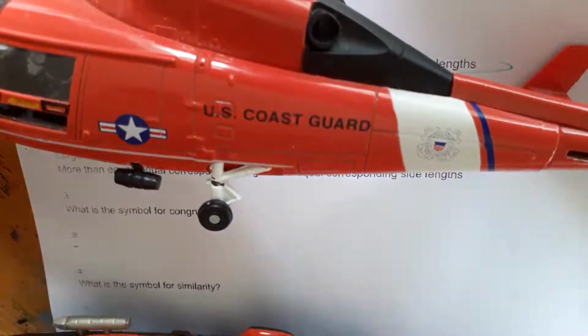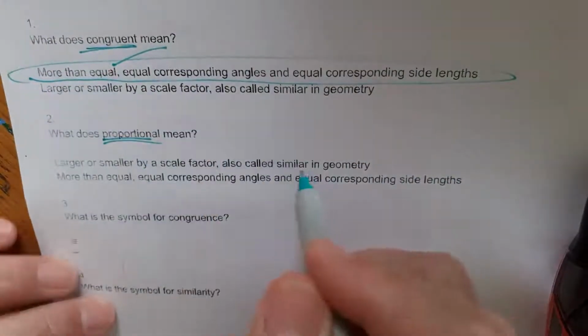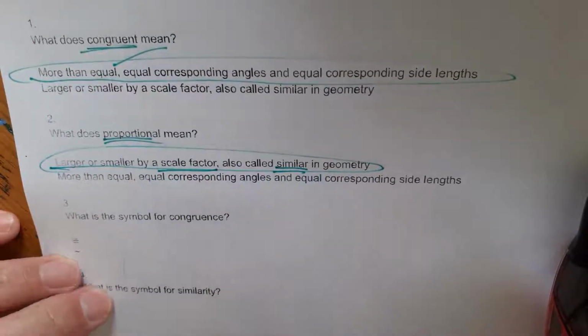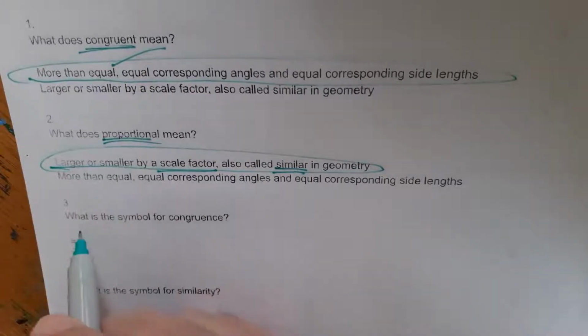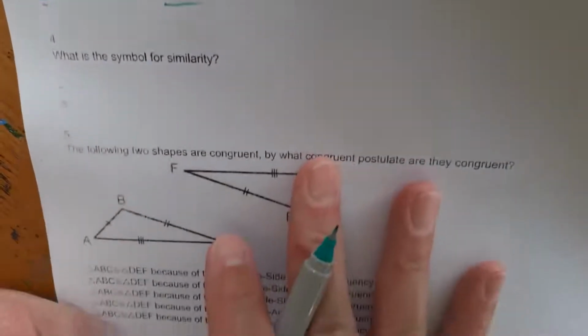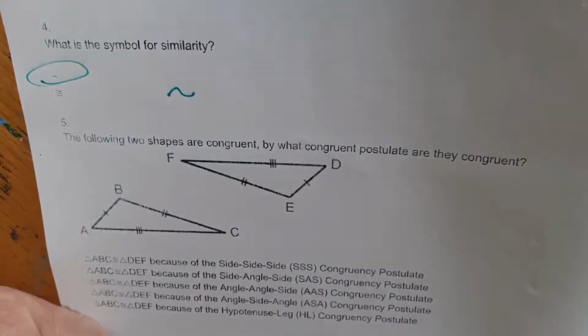These are different types, and you can tell they're different types. Why? Because the small version looks exactly like the real version. So proportional, which means similar in geometry, means larger or smaller by a scale factor, but otherwise exactly the same shape. So there's no question in your mind what shape that is. It's exactly the same as the real one, it's just smaller by a scale factor. All right, so what's the symbol for congruence? It's an equals with a squiggly line over top. What's the symbol for similarity? This one here, a squiggly like that, says similar or proportional.